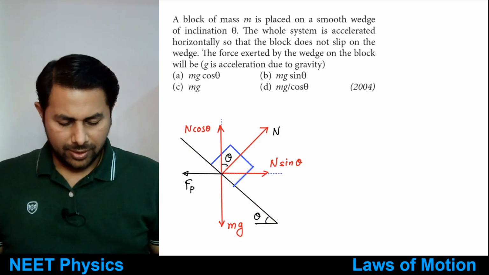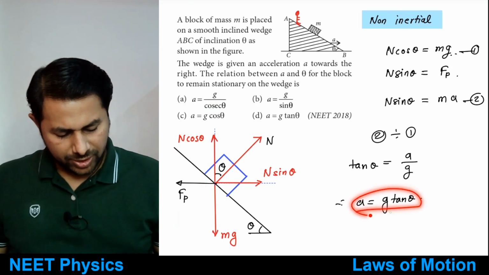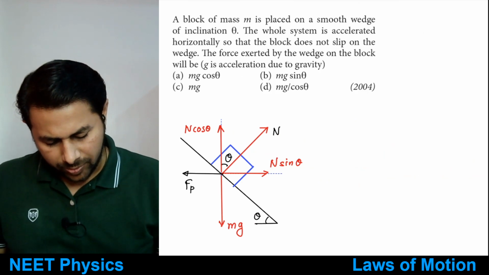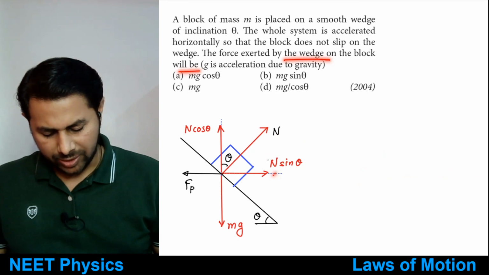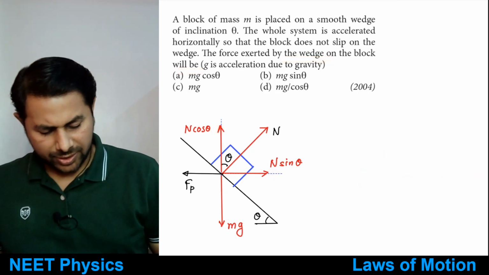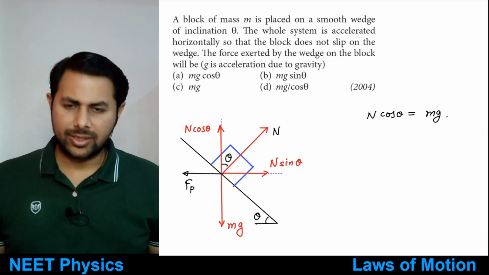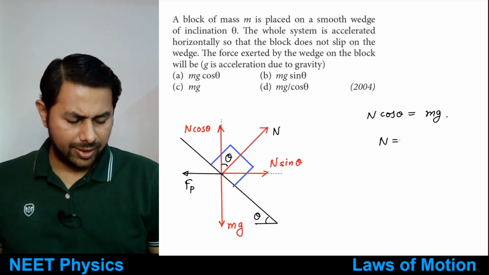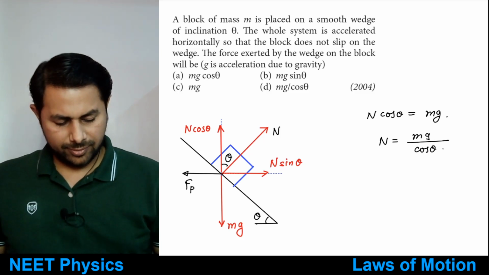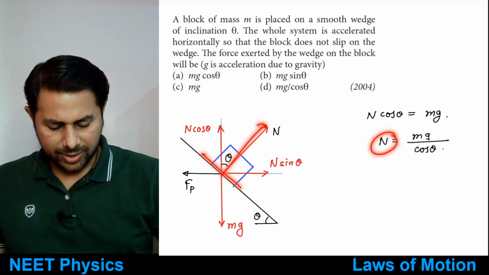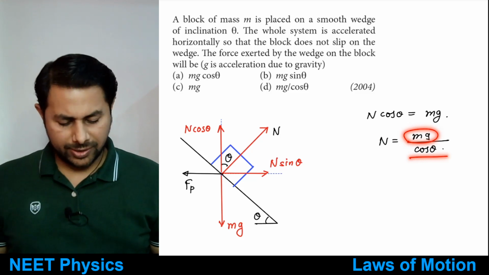So we know what we had just found, no? So a is equal to g tan theta. Force exerted by wedge on the block will be, okay. So here you can just say that N cos theta is equal to mg, right? N cos theta is equal to mg, and therefore what will be N? It is just mg divided by cos theta. That's it. You want force exerted by wedge on the block, so that is the normal reaction. What is normal reaction? It is just the weight divided by cos theta. This thing is clear.